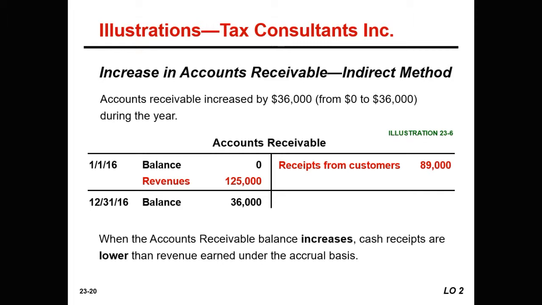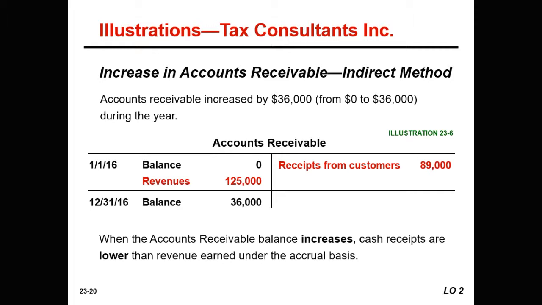We begin by looking at the current assets. When non-cash current assets increase and non-cash current liability accounts decrease, the change is subtracted from net income. So when the accounts receivable balance increased, cash receipts are lower than the revenue earned under the accrual basis.